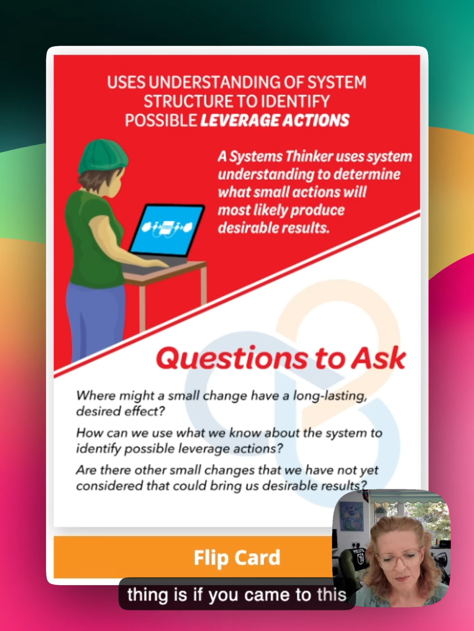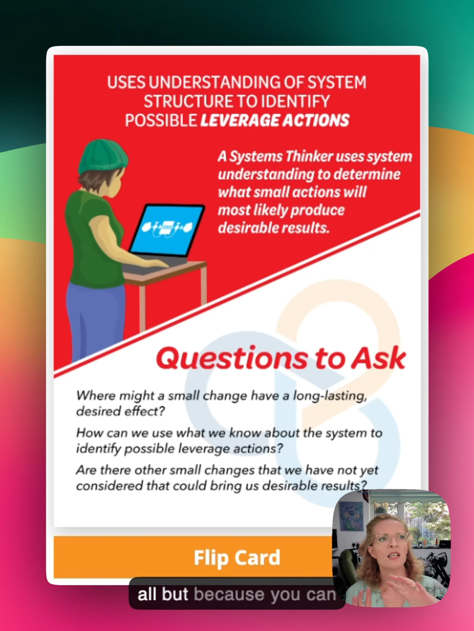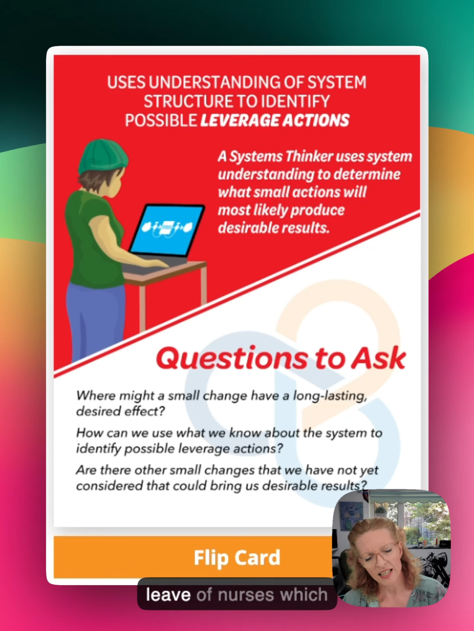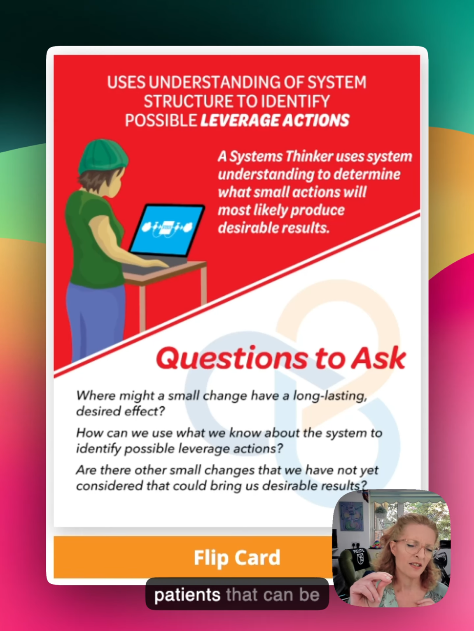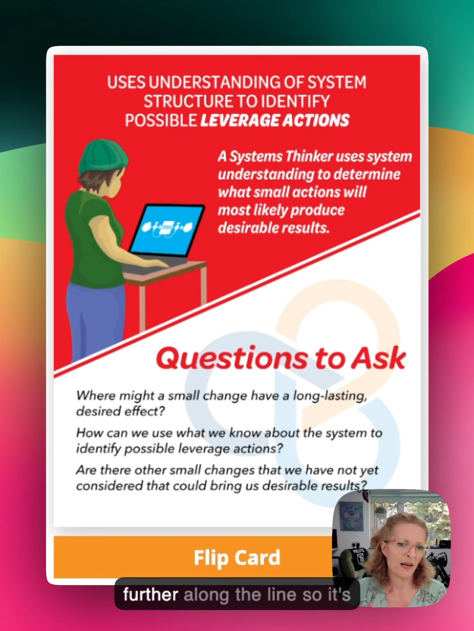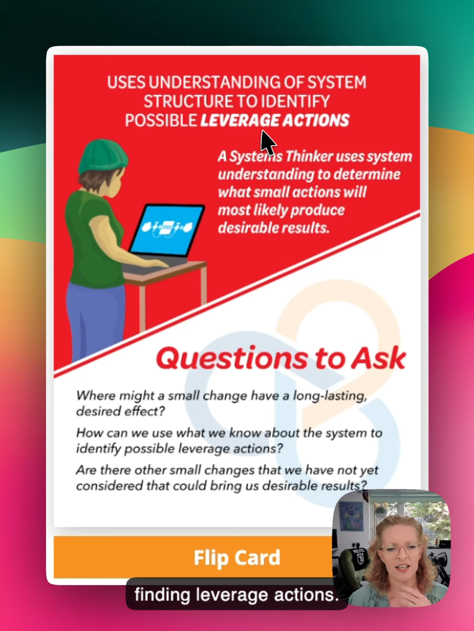And the thing is, if you came to this problem without drawing a map and said, I'm going to put a bowl of sweets on the side here, that's going to really impact hospital beds, it would make no sense at all. But because you can see the map, you can see that morale affects sick leave of nurses, which affects the amount of patients that can be discharged, which affects the number of available hospital beds. You can see that a small change can have a bigger impact further along the line. So it's understanding that structure that is important here. When you understand the structure, not necessarily all of it, but some of it, you can start finding leverage actions.